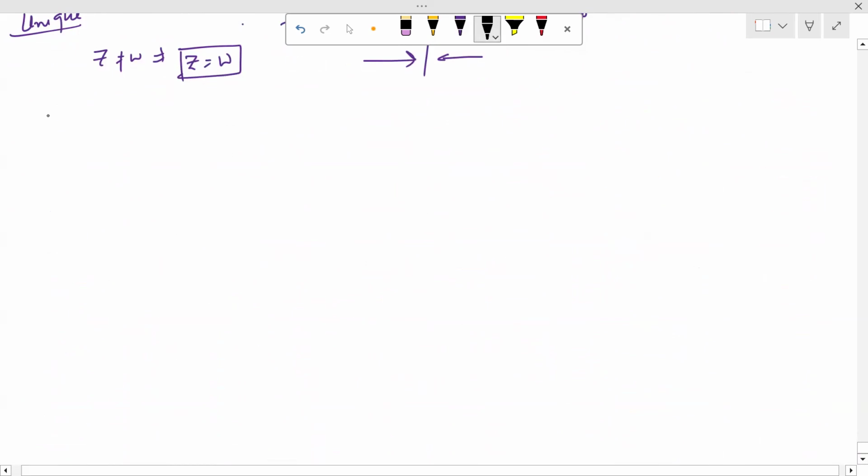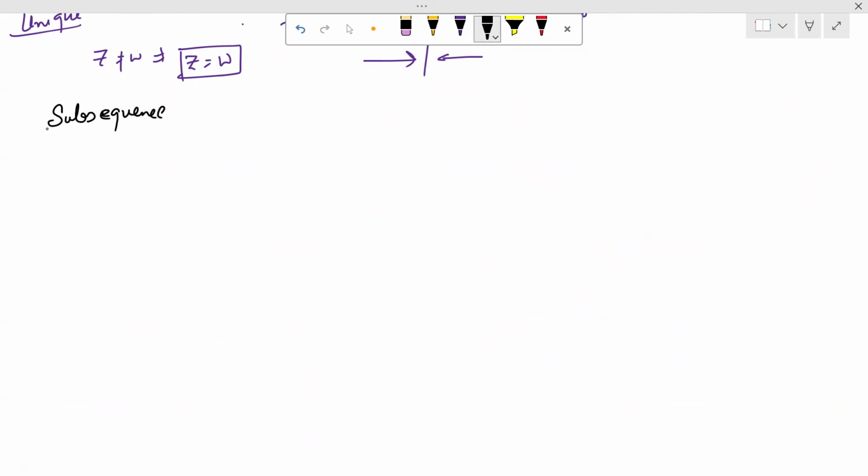Okay. Now, the same for subsequences, which we have studied. What are subsequences? A subsequence is a sequence only, but with a restricted set of domain.